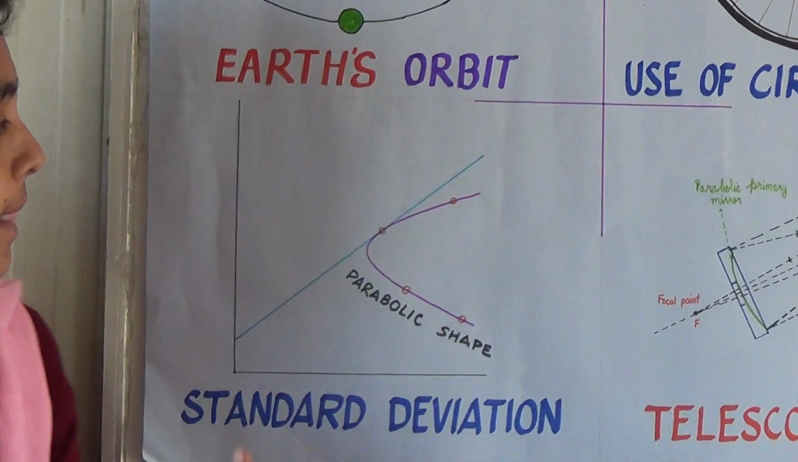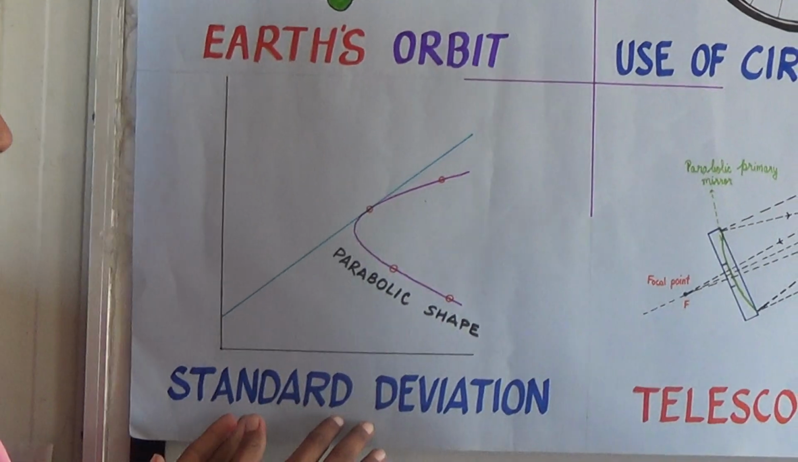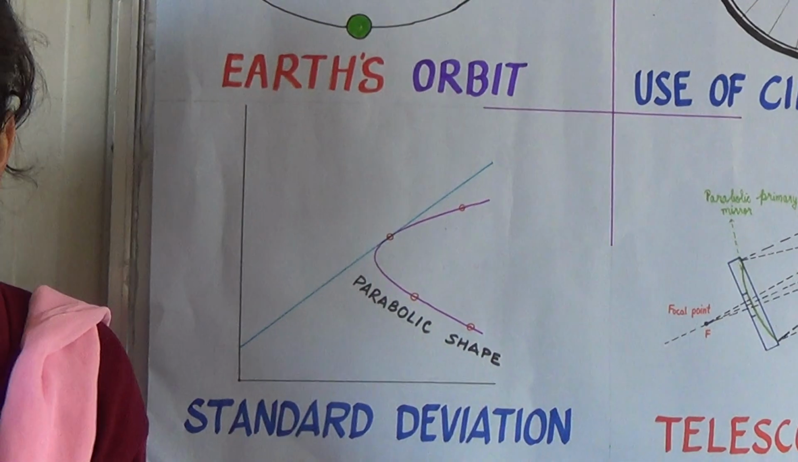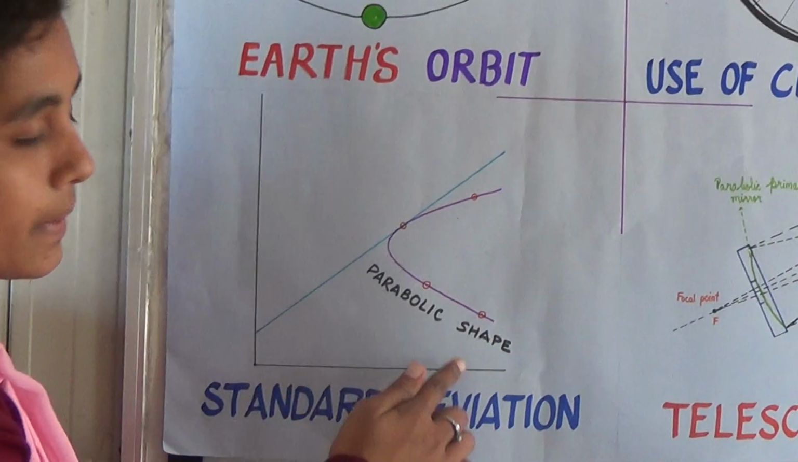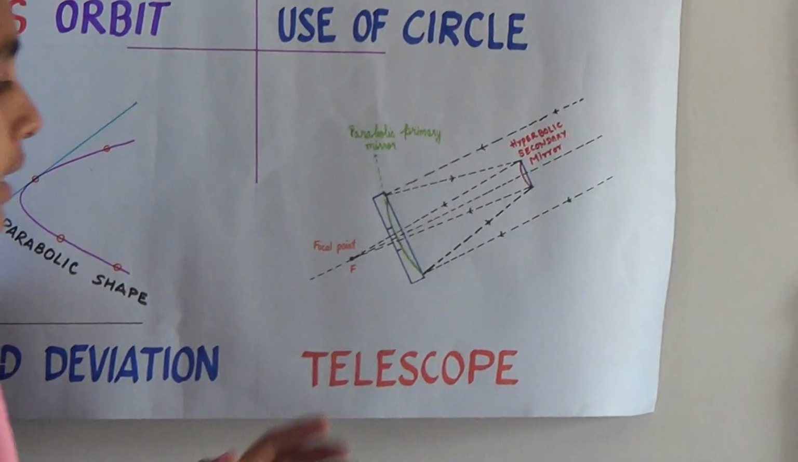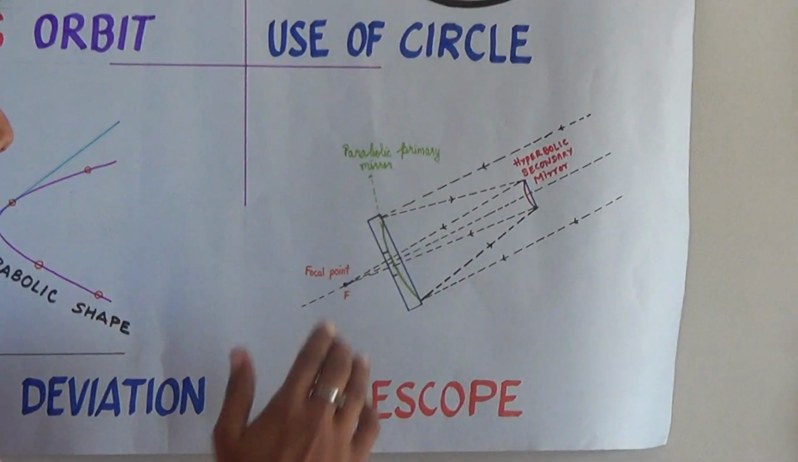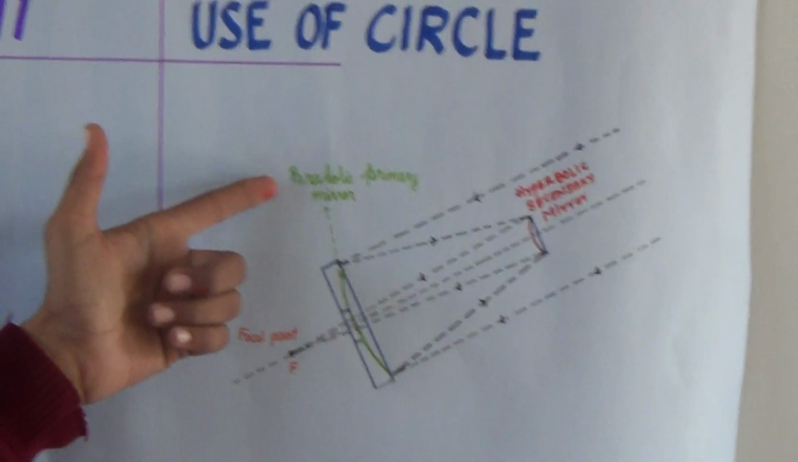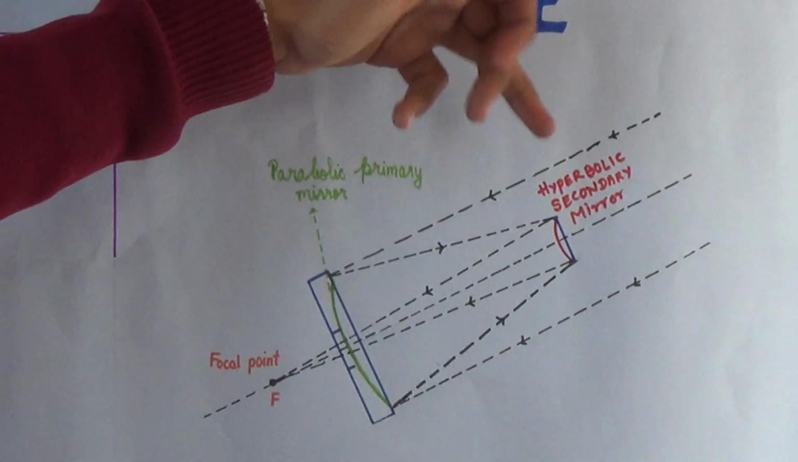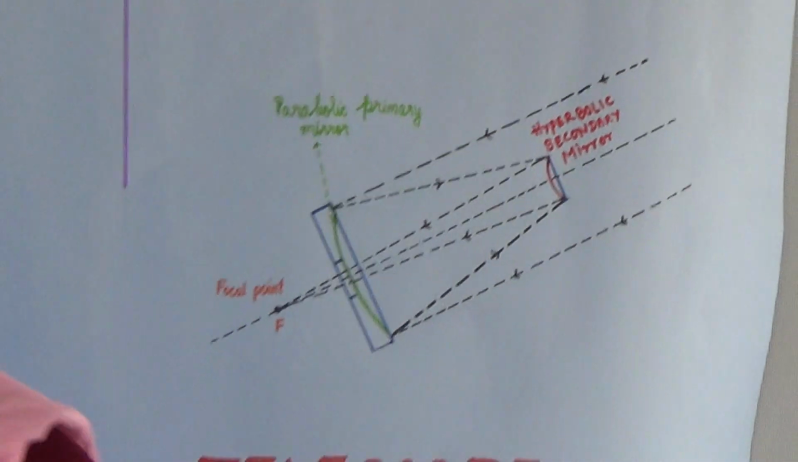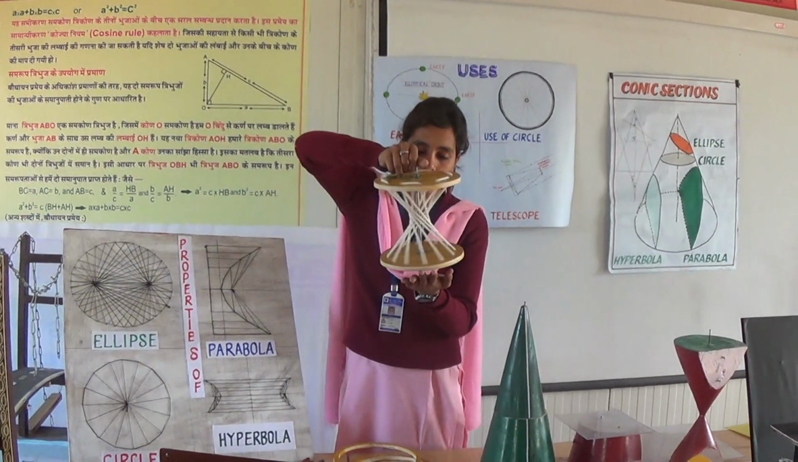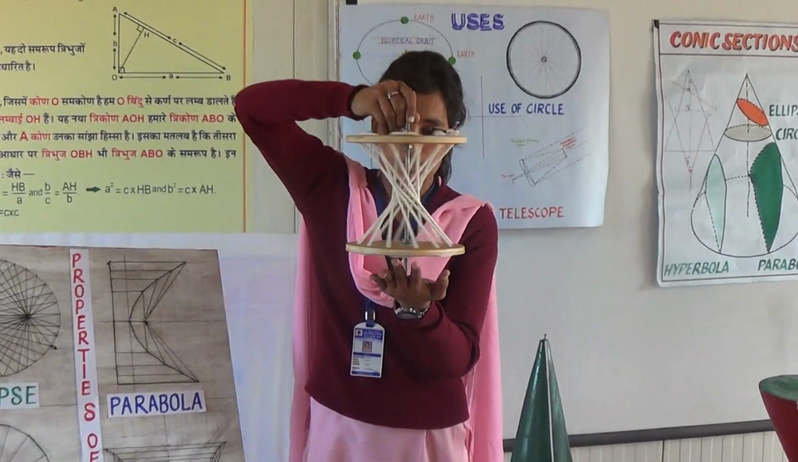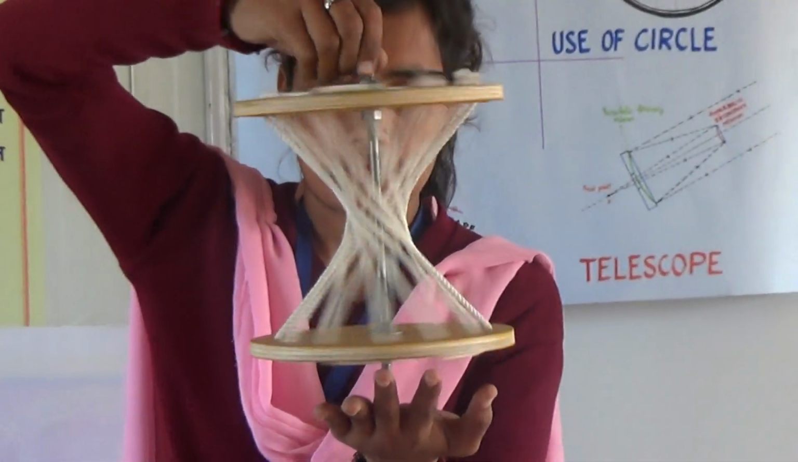Now parabola. In statistics, we define the standard deviation, and the graphical representation of the standard deviation is in a parabolic shape. In the telescope, we use both mirrors, parabolic and hyperbolic. The primary mirror is the parabolic mirror and the secondary mirror is the hyperbolic mirror. In the gear transmission, we use the hyperbolic shape. This shape is the hyperbolic shape.